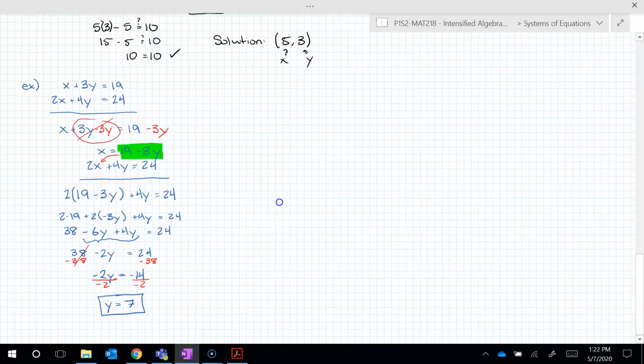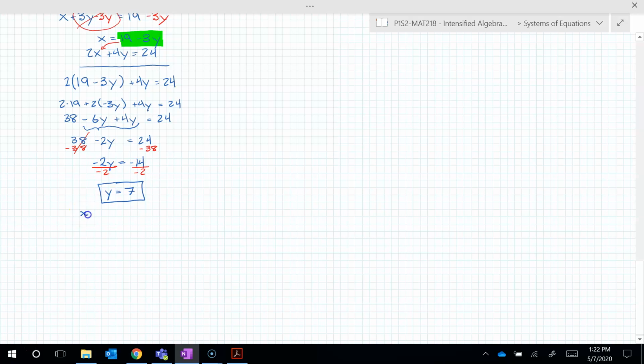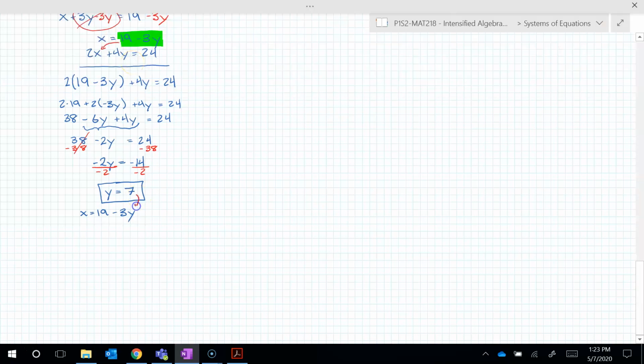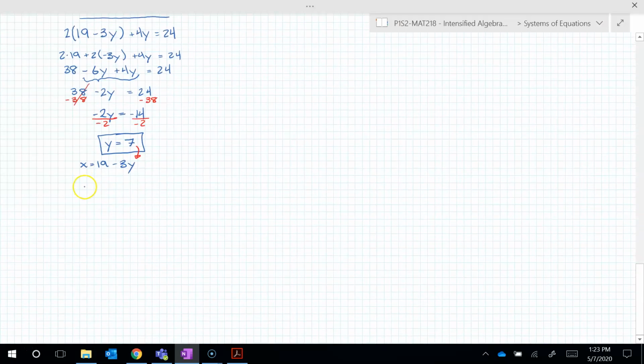So I found my y. Now let's go back and find what x is, using this equation here. X is 19 minus 3y. And let's just put that 7 in for y, right? It's basically just another substitution. I'm just putting 7 back in for that. So I have x equals 19 minus 3 times 7. X equals 19 minus 21. X is negative 2 in this case.